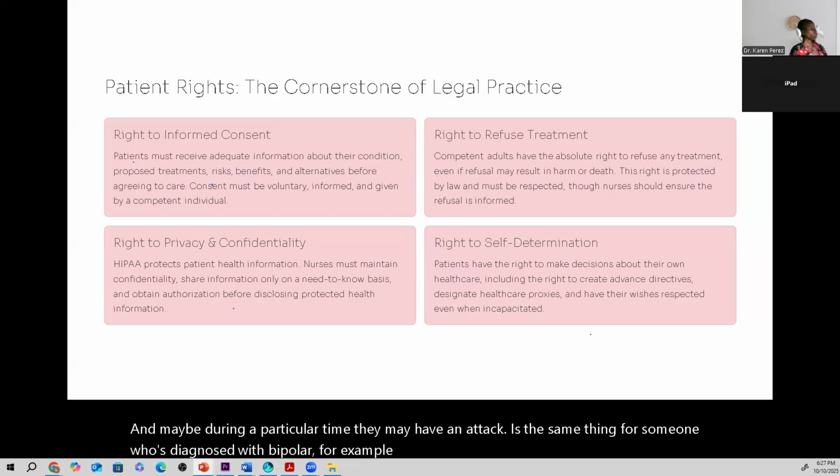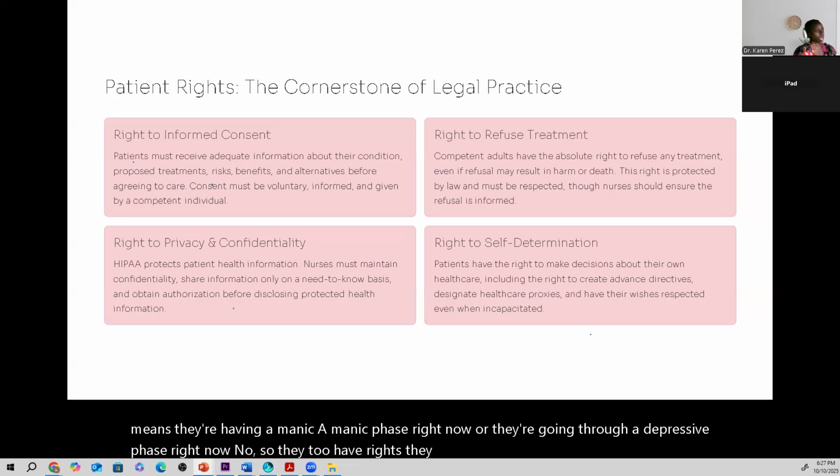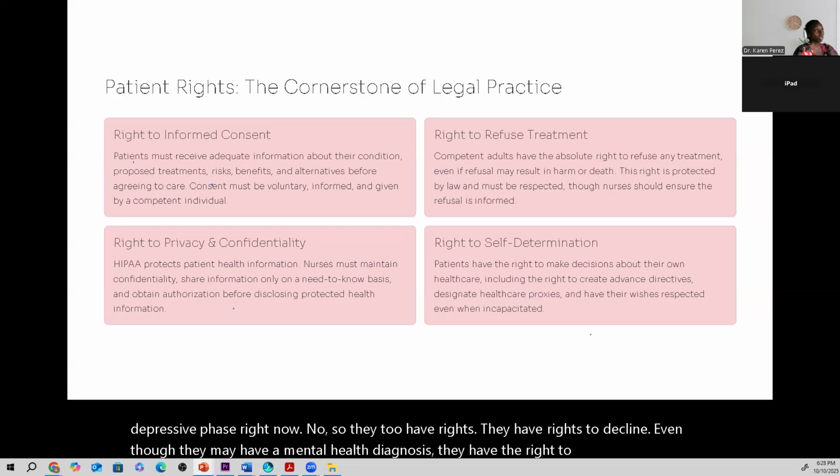Just because you're diagnosed with bipolar doesn't mean you're having a manic phase right now, or going through a depressive phase right now. No. So they too have rights. They have the right to decline. Even though they may have a mental health diagnosis, they have the right to refuse. Another story about the right to refuse.